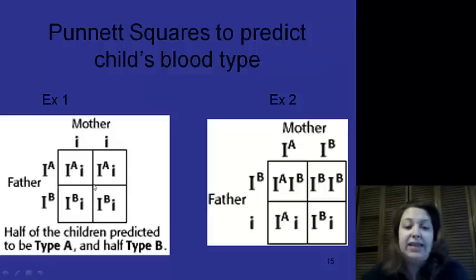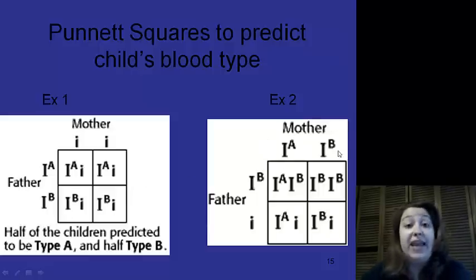So in this case, their child could either be heterozygous A, hetero meaning different, because here we have a big IA and a little i, which is different, or a heterozygous B, which again, heterozygous is different.